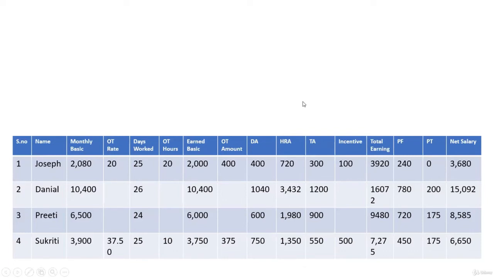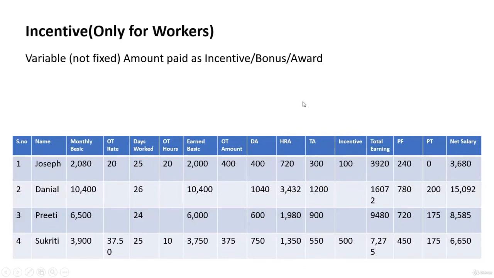Now there are some incentives as well that are available for workers. They are not fixed for those workers, they are variable and totally dependent on the employer. So it's his choice whether he'll provide the incentive as a bonus or not. So the company here is providing the incentive to its workers, Joseph and Sukriti. The company is providing Joseph 100 rupees and Sukriti 500 rupees.